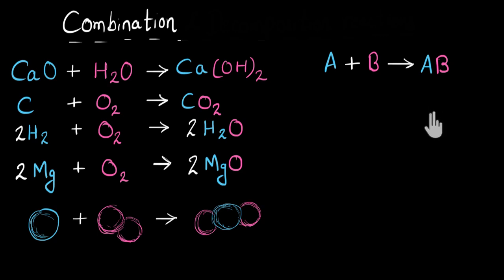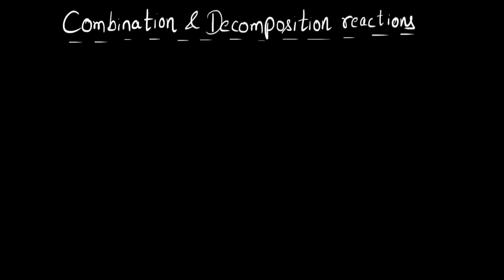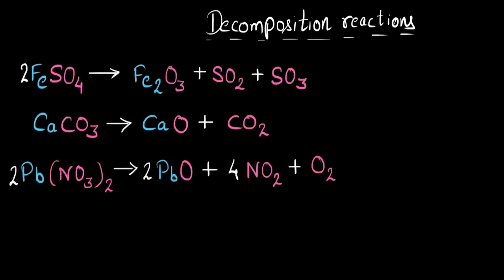Now, decomposition reaction, that is totally opposite of combination reaction. See, in combination, multiple reactants combine to give me one single product. Whereas in decomposition, one single reactant breaks down, decomposes into multiple products. Look at some examples here. Here I have iron sulfate. This is breaking down into iron oxide, sulfur dioxide and sulfur trioxide. One single reactant is breaking down into multiple products.